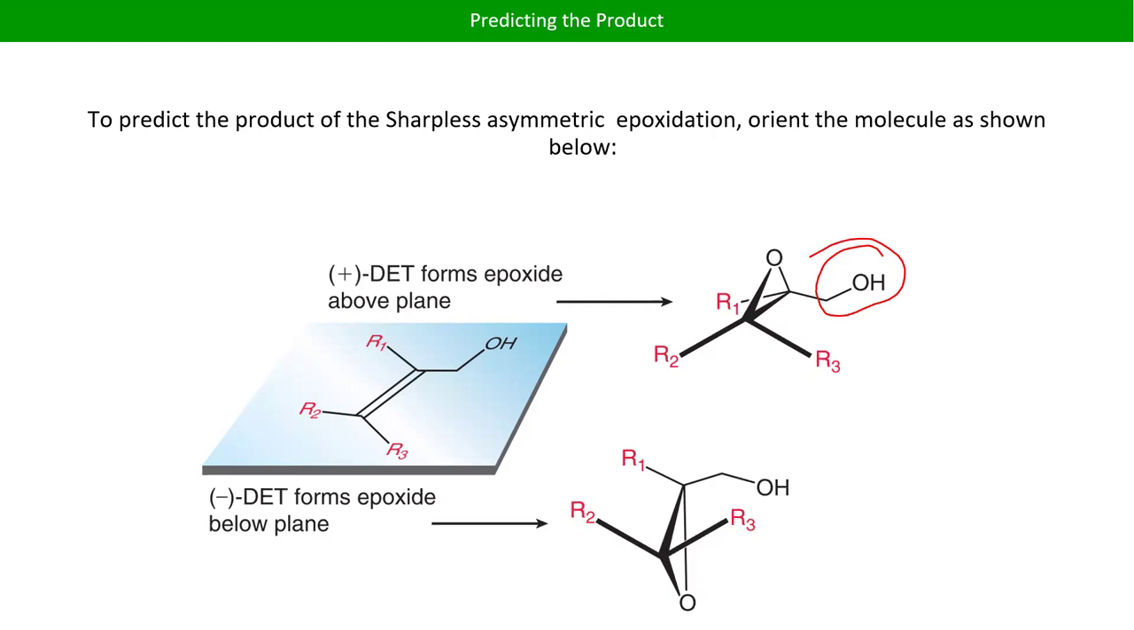And if you set it up that way, then when you use the plus DET as your catalyst, your epoxide is up. When you use the minus form, the epoxide forms down or below the plane. You can also think about this as instead of into the board and out of the board, it works just as well if you picture this being flat and just put the alcohol in the top right. Then the plus DET would be out of the board towards us, and minus DET would be into the board. So whatever way you feel comfortable visualizing it, it's easier to visualize this molecule as into the board and out of the board, so that your epoxide can be either up or down. That's the way it's drawn here.